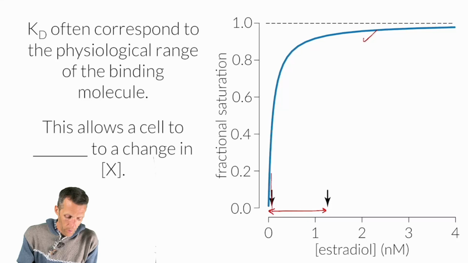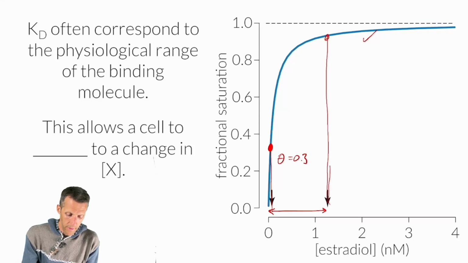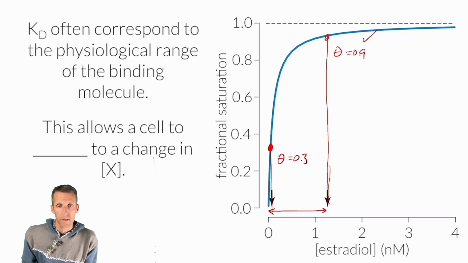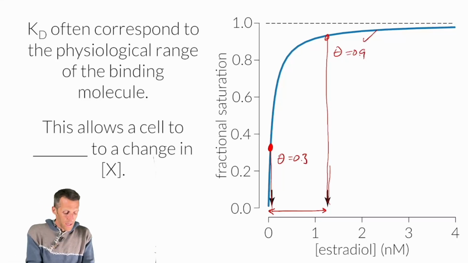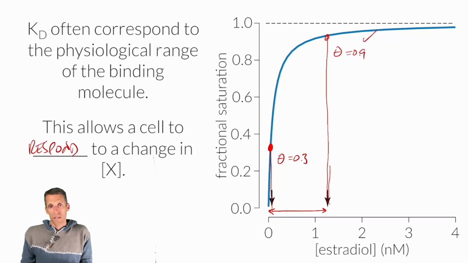And let's look at this. What does this bracket? Well, it basically brackets about theta equals 0.3 to about theta equals 0.9. And so when estradiol concentrations are low, only 30% of the estrogen receptors are bound. And then when estradiol concentrations are high, 90% of the estrogen receptors are bound. What this means is the cell can respond, right? It can detect a change in X.